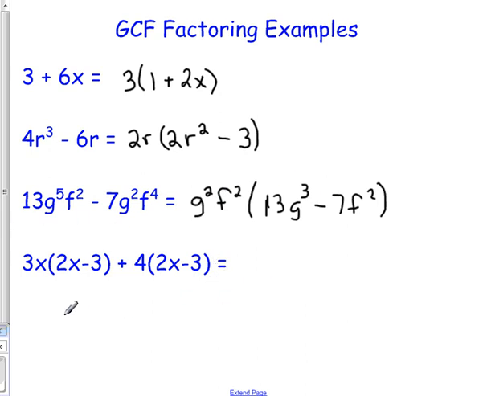Okay, and then this one you're going to use in a different lesson, but it's actually kind of done for you. You have 3x times this stuff, plus 4 times this stuff. Well, it has a 2x minus 3 in both cases, so let's pull out a 2x minus 3. And so what's left over is 3x plus 4. And this will come in handy actually later this video. We're going to use that idea.